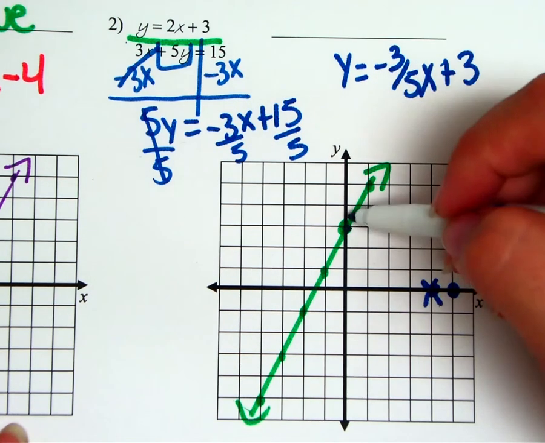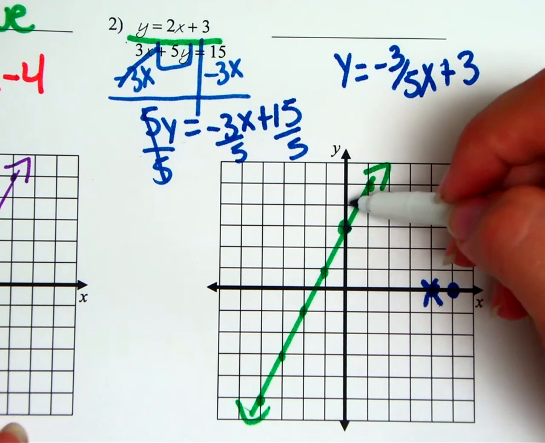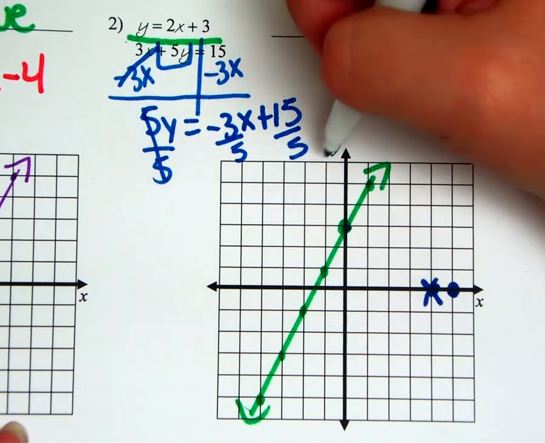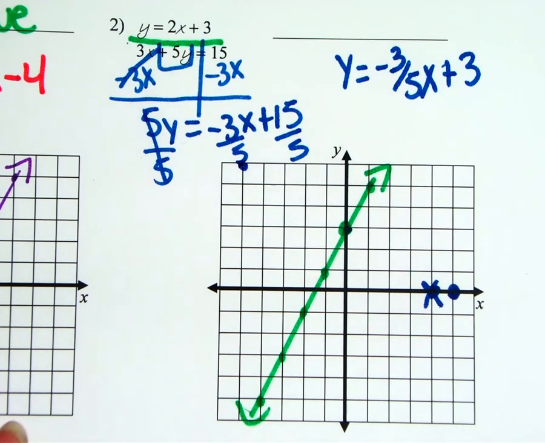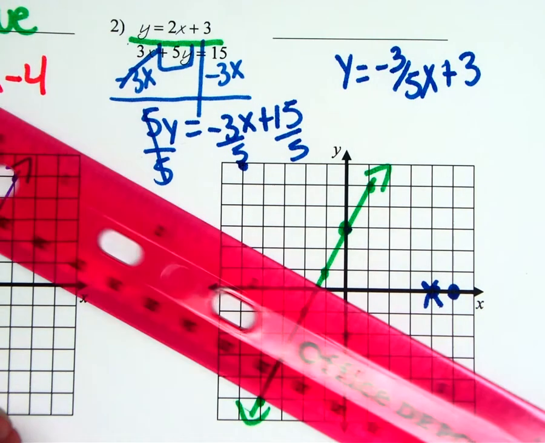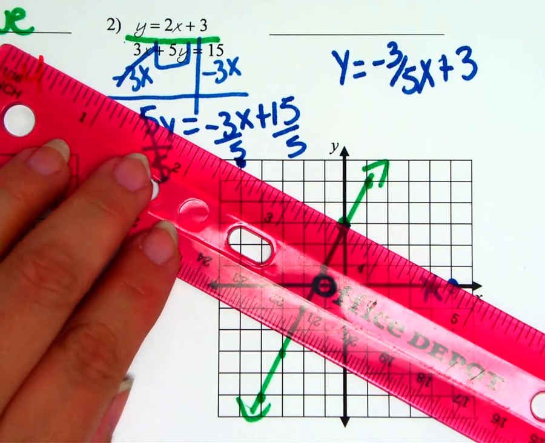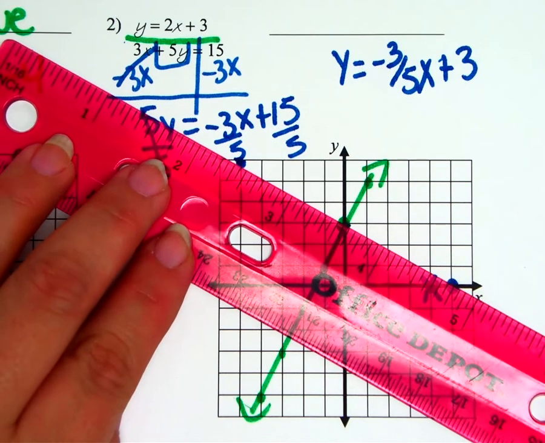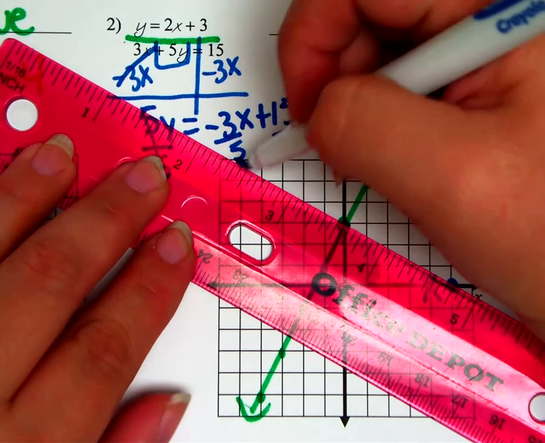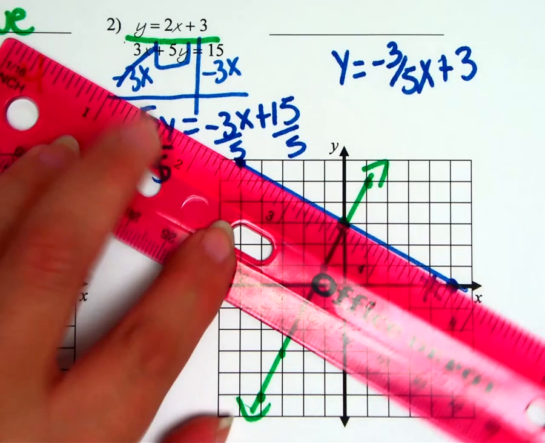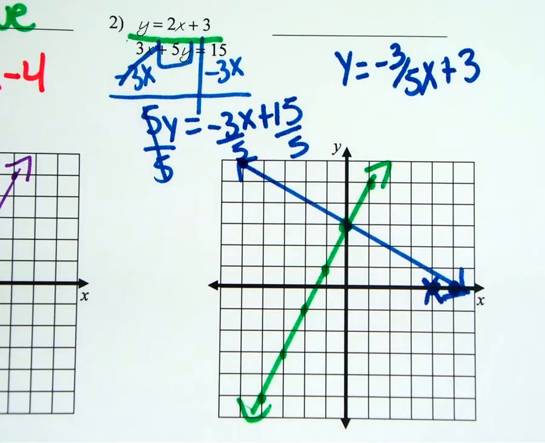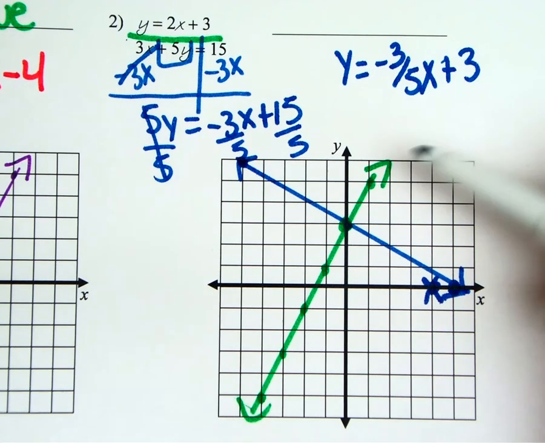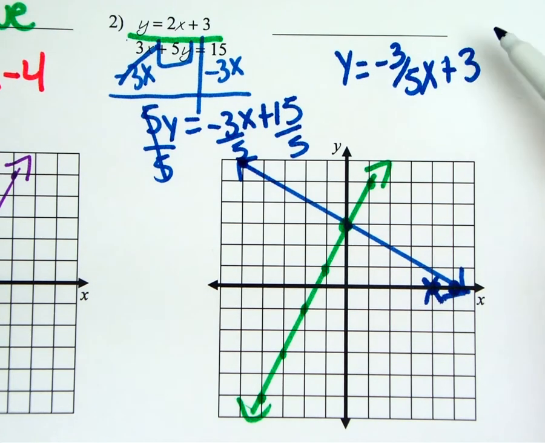Then I will continue that pattern going the opposite direction. Up 3, 1, 2, 3, over 5: 1, 2, 3, 4, 5. And now I just gotta make sure I connect the correct dots. Like that. Draw an arrow at each end. And now they're crossing, so we know it's not going to be parallel.